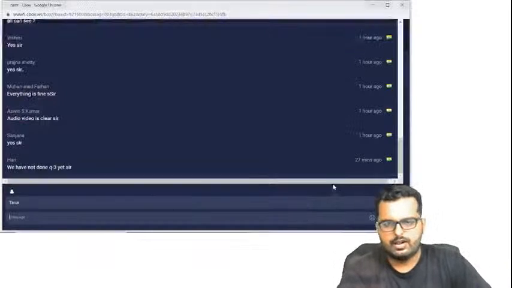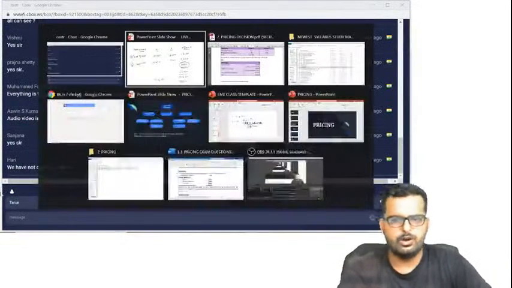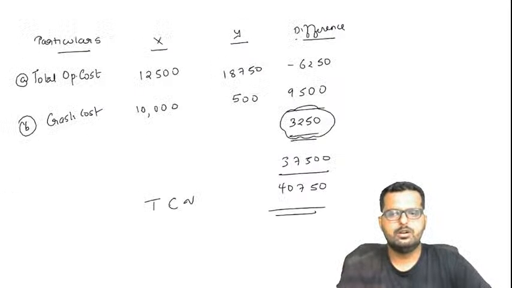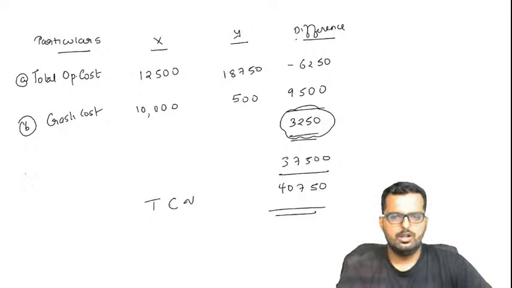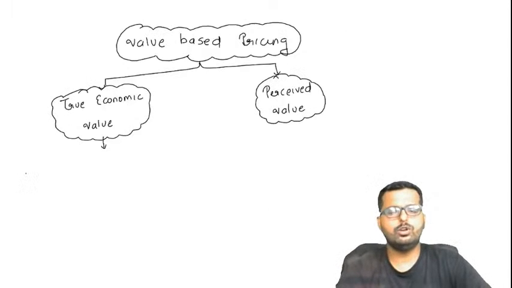Alright friends, I hope you have all put up till here in your books now. Alright friends, so we are done with this one. Now we go to the next one called perceived value.